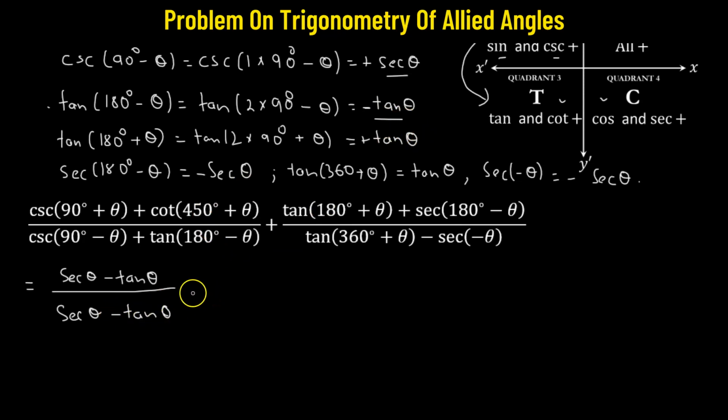Fine. Then going to the next fraction, we have tangent of 180 degree plus theta, so that's positive tangent theta. And we have secant of 180 degree minus theta, so that's negative secant theta. Then in the denominator, we have tangent of 360 degree plus theta, so that's positive tangent theta. And we have secant of negative theta. Sorry, my mistake. Secant is an even function, so this is going to be positive secant theta. So we have negative of secant of negative theta, so that's going to be negative secant theta.